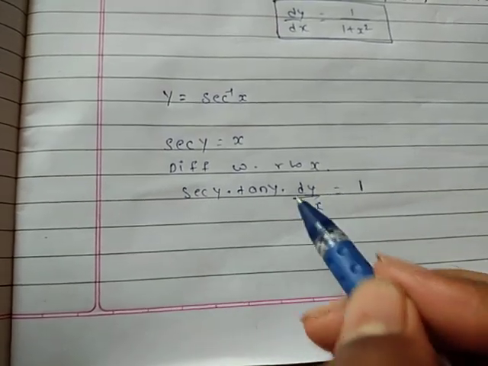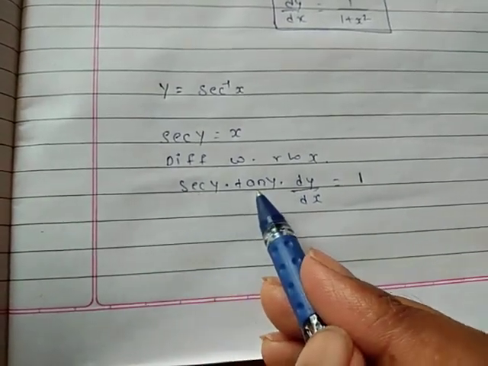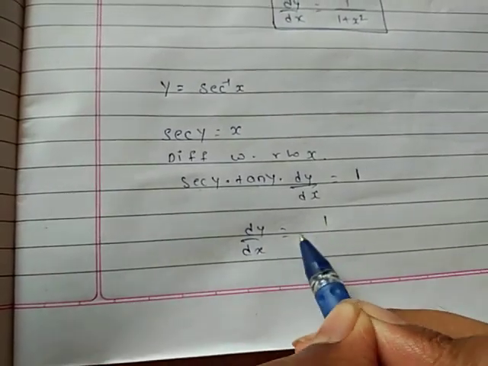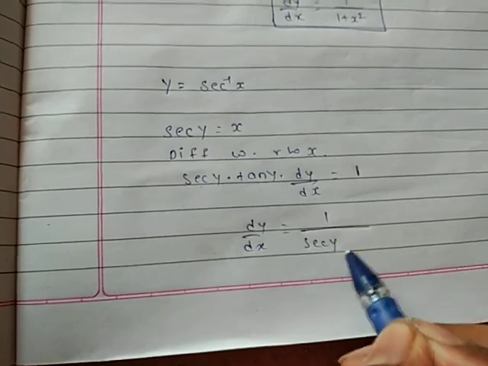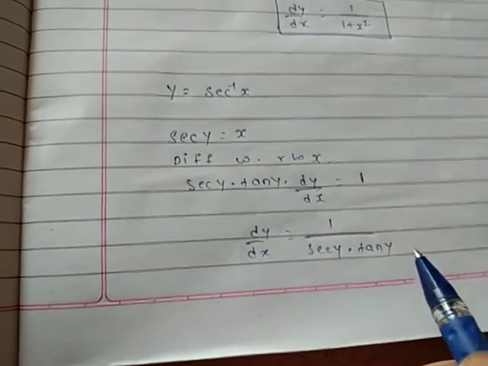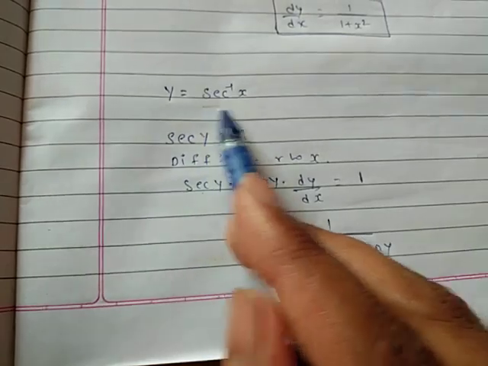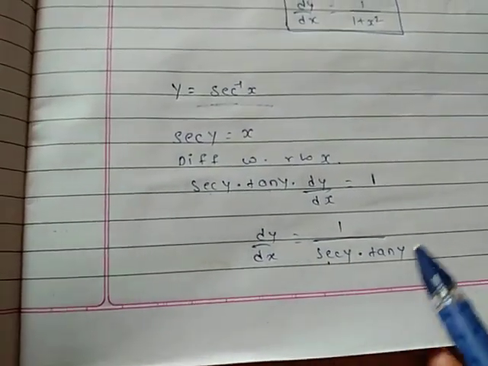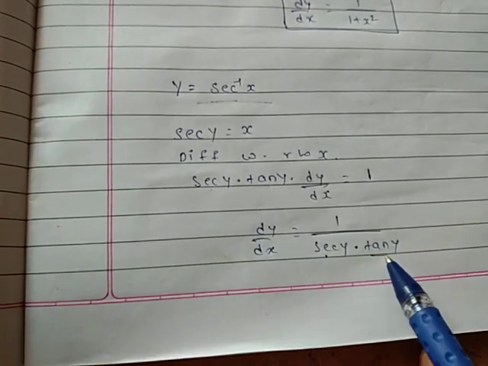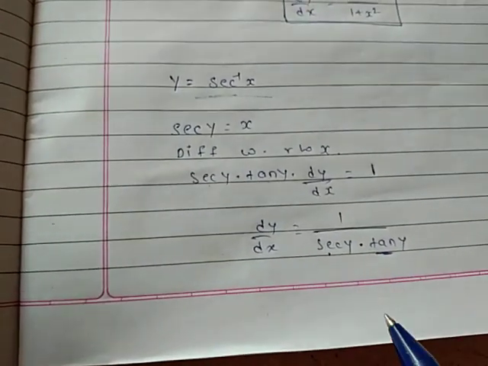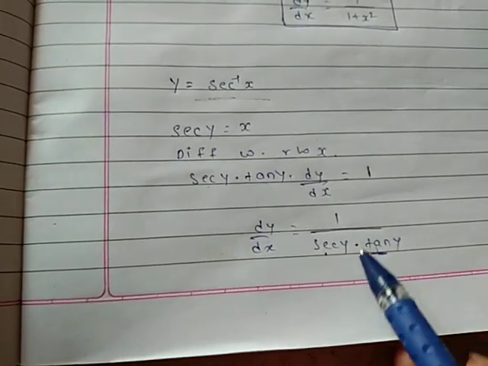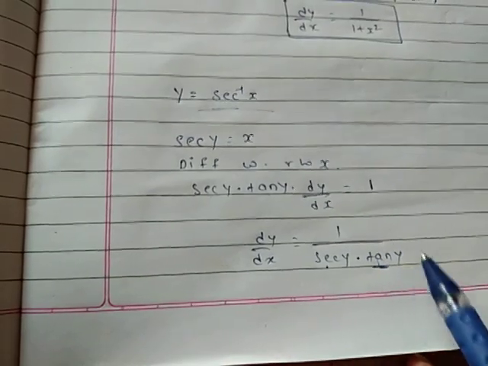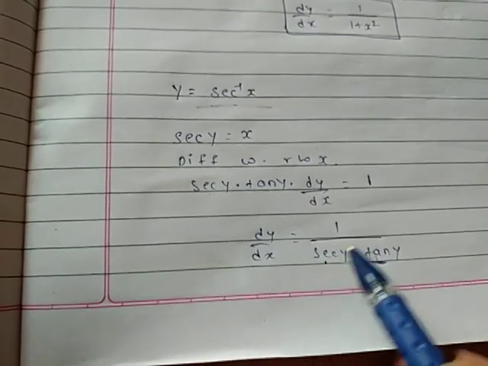Since we need only dy by dx, we need to shift secant y as well as tan y to the RHS. So dy by dx is equal to 1 divided by secant y into tan y. Since we need the derivative of secant inverse x, the complete RHS should be in the form of secant. So we need to interchange the tan y function with a secant-oriented function.